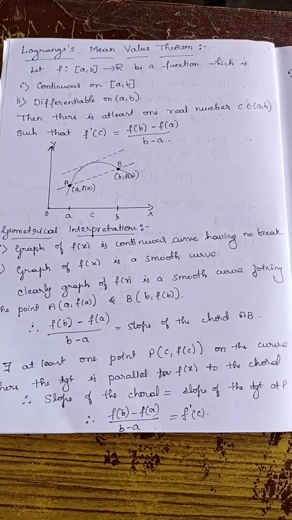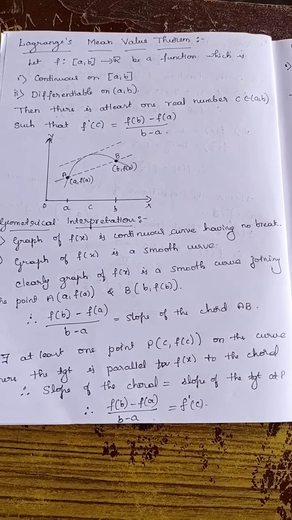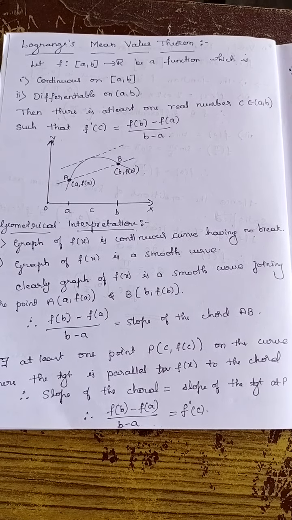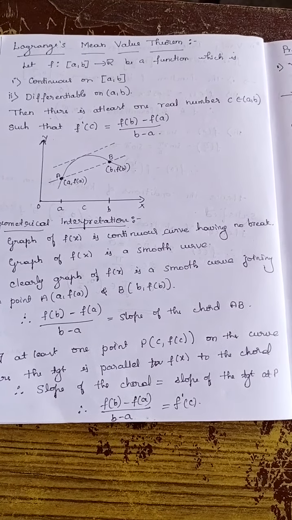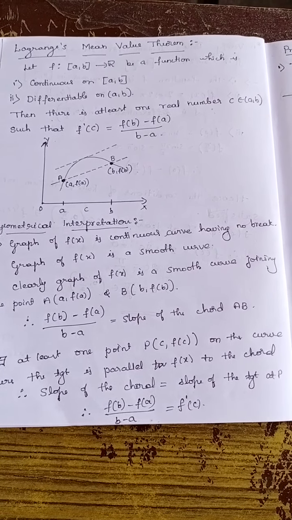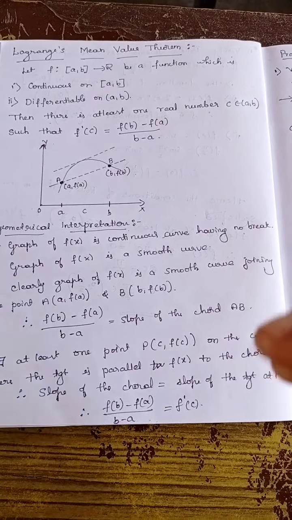Next is Lagrange's mean value theorem, or simply the mean value theorem. It states that let f be a function from [a, b] to R which is continuous on [a, b] and differentiable on the open interval (a, b), then there exists at least one real number c in (a, b) such that f dash of c is equal to f of b minus f of a divided by b minus a.